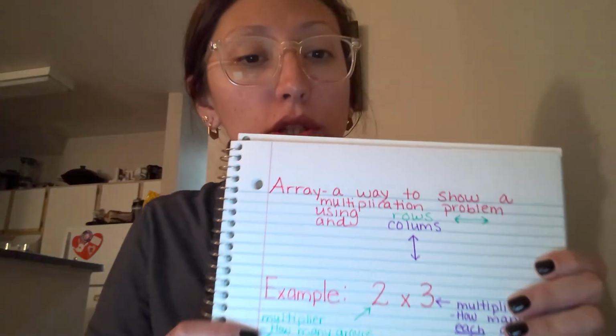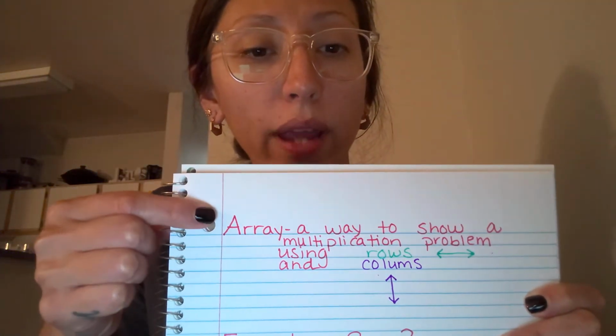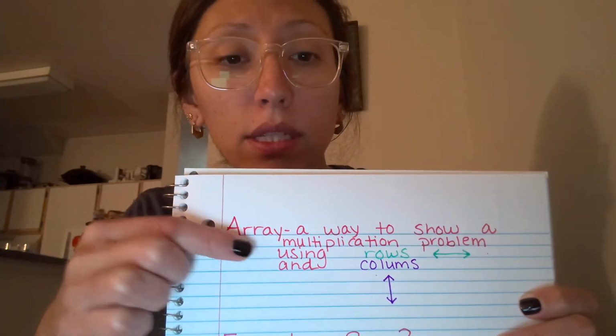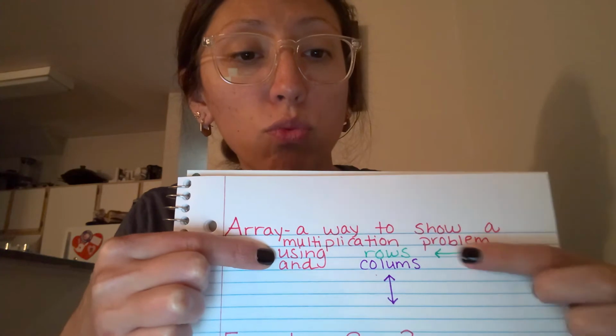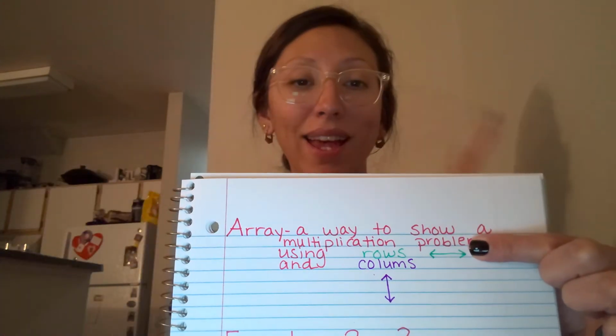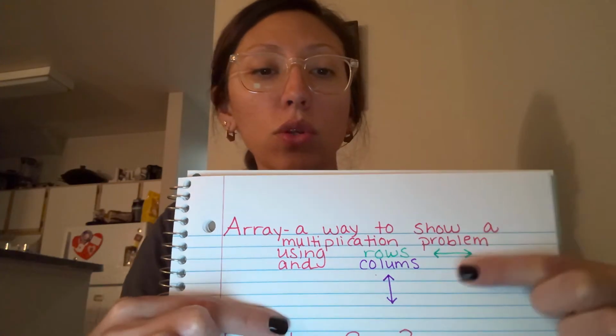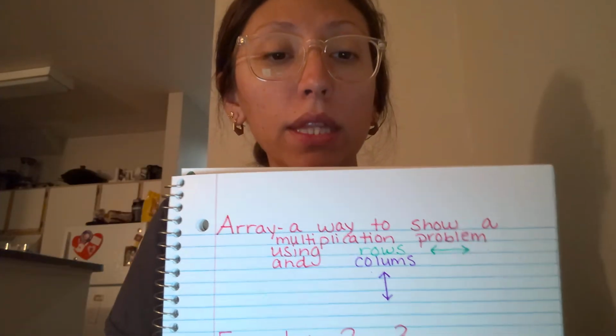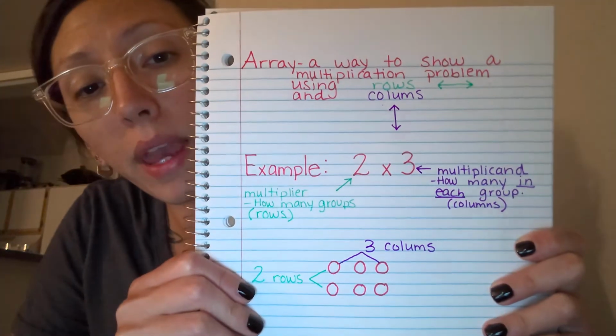Okay, so let's look at the first part, array. So an array is used to show us a multiplication problem, and it uses rows. Remember, rows go side to side across. And it also uses columns. Columns go up and down, right? Okay. Let's look at this example that we have here.